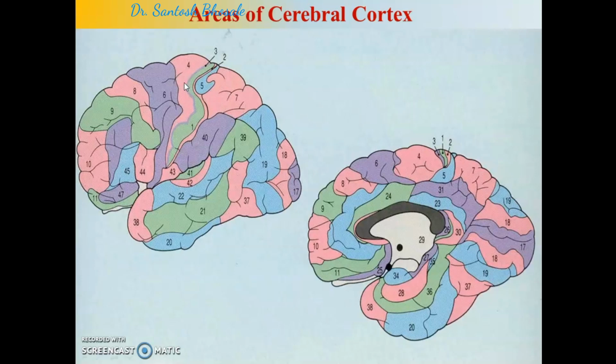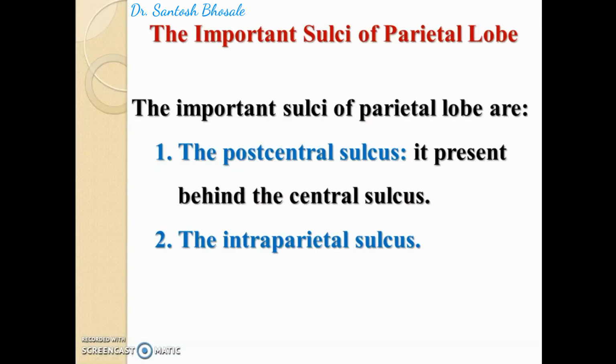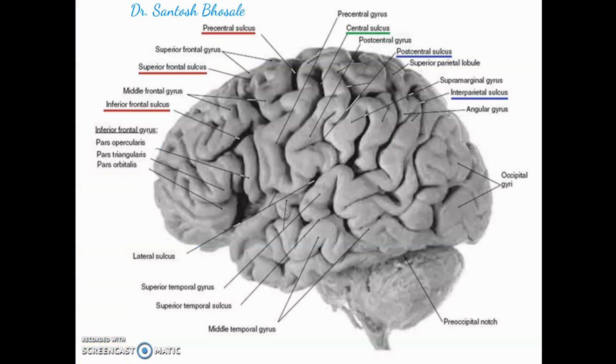Here you can notice the primary motor area, which controls the voluntary activities, and remaining areas what you seek. 44 and 45, Broca's area, motor area for speech. Then coming to important sulci of the parietal lobe, you will see postcentral sulcus and intraparietal sulcus.